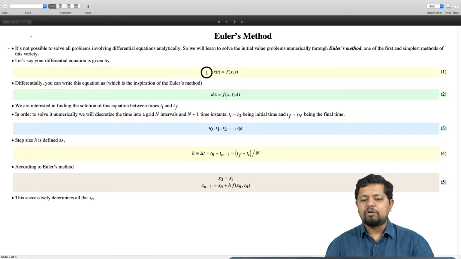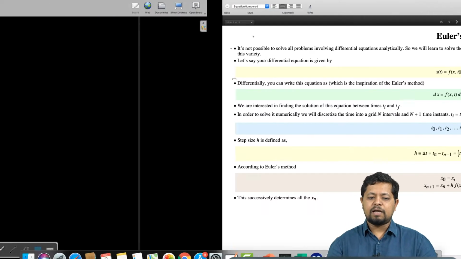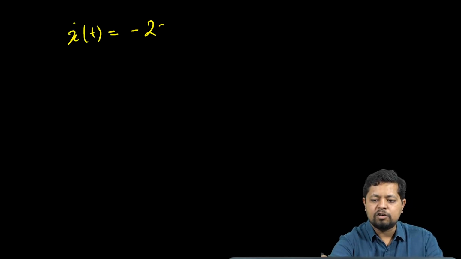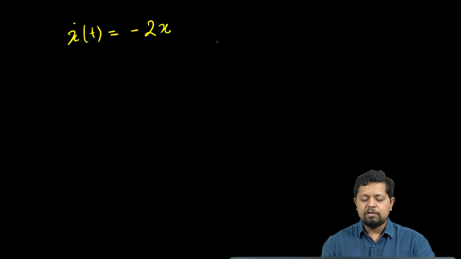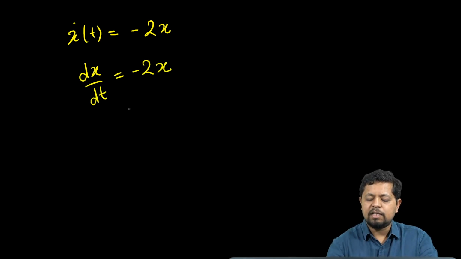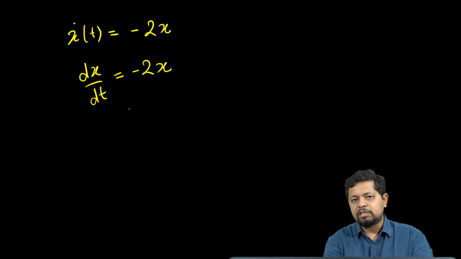Euler's method aims to solve a differential equation of the sort x dot of t equal to f of x, t. Let's consider a simple example, where f of x, t can be any function. In this case, it is only a function of x, let's say minus 2x. I first write this as dx over dt equal to minus 2x. Analytically, I would bring everything with x on one side and t on the other side and go on.